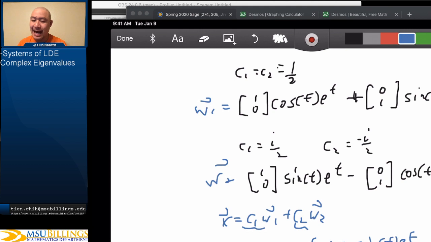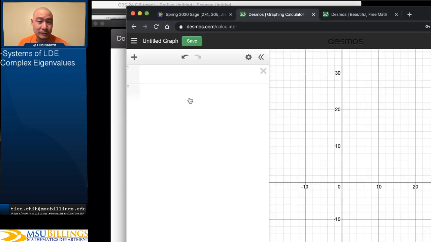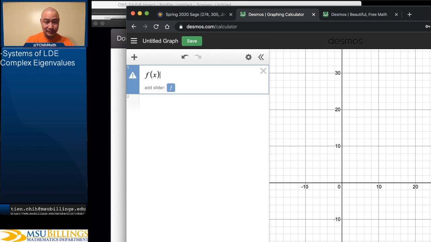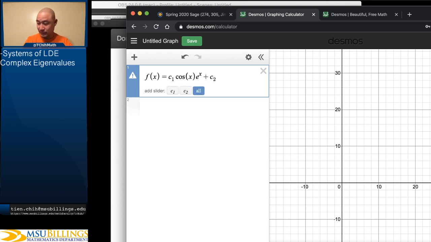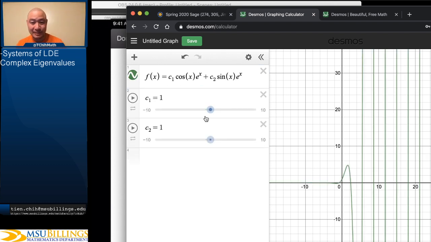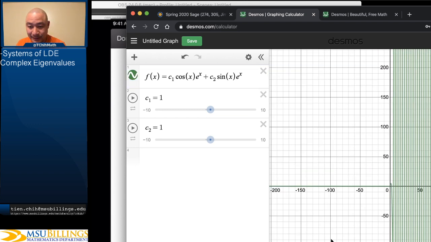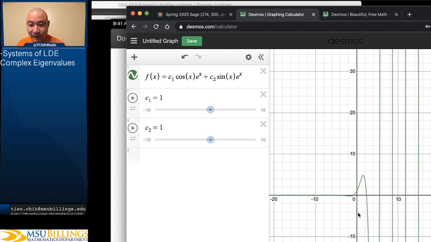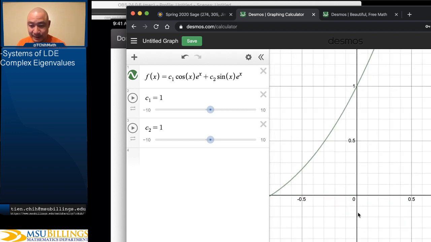And in a lot of ways, that is the more practical thing to do. So I'm going to skip over using t's and x1s and x2s just because Desmos doesn't like it as much. I'm going to say that f of x is c1 cosine of x e to the x plus c sub 2 sine of x e to the x. And let's throw in some sliders there. And so if these are both 1, then this is what my solution looks like. It's a fairly gnarly thing to behold, to be honest.